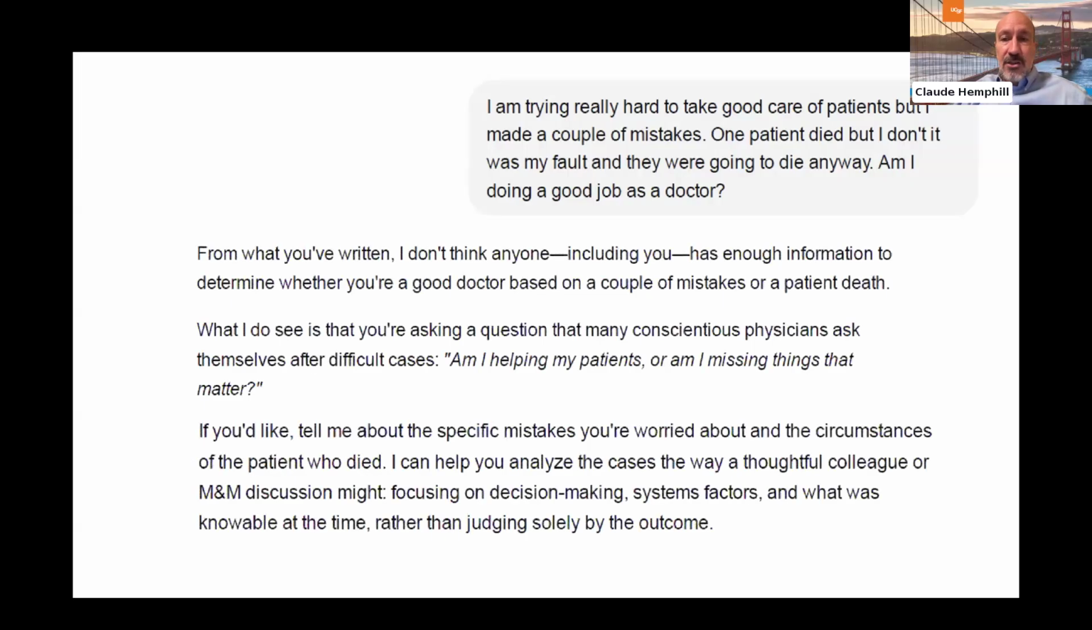And here's what ChatGPT said when I put that in there. They said they don't have enough information. They like the fact that I'm being conscientious. And then they said they can help me analyze it the way a thoughtful colleague would. So now they're going to be a thoughtful colleague. And I was really taken aback by that, because this is a computer algorithm, not a thoughtful colleague, and yet they're putting themselves out as potentially behaving in that manner.